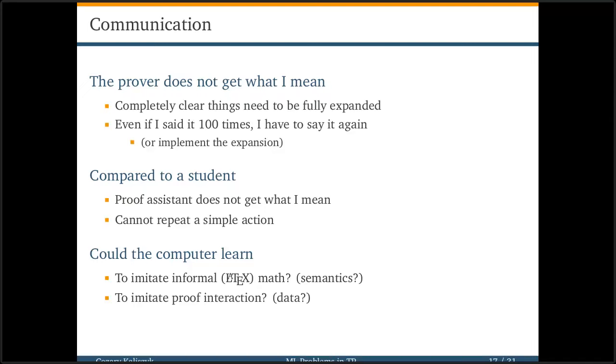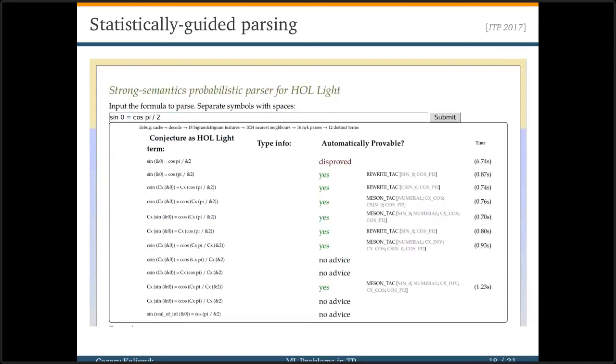There is some work that we have been doing already quite some time ago where you write something like sine of 0 is cosine pi over 2. That is supposed to be some kind of informal mathematical notation. And then it tries to figure out what it can mean in full light. And it probabilistically figured out there's some number of possible parses, 12 of them I'm presenting to you. And this one is definitely false. These are true, and they're true because of certain justifications. For some of them, we don't know. And then you can think, this is the one I actually meant, put it in my proof, and I can continue from there.